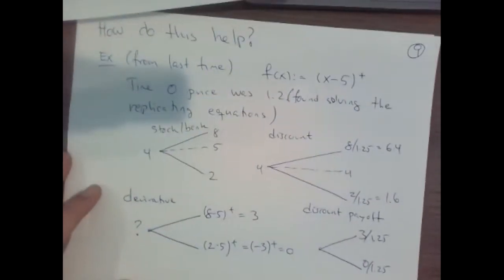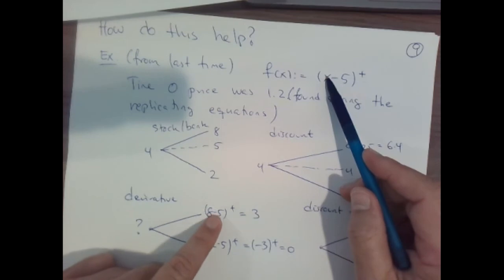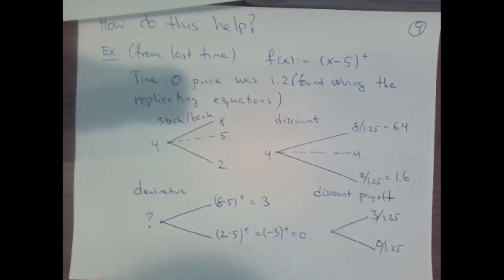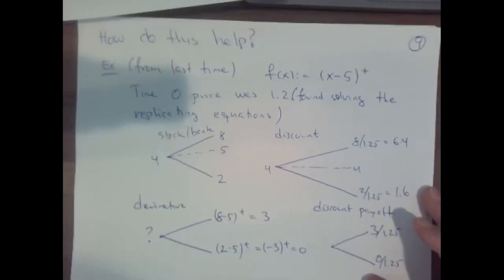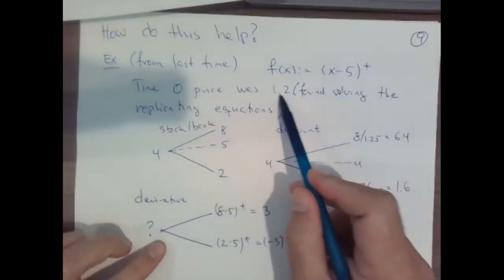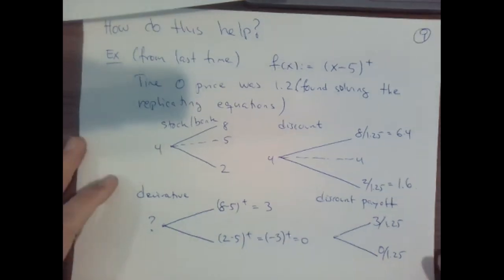Did I do this right? X is 8, 8 minus 5, this is 3, 3 divided, yeah. Okay, so now we have this. This was the picture we had last time, and we know from last time that this question mark out here was 1.2. Now the question is, can we do this easier? Yeah, we can do this easier now.